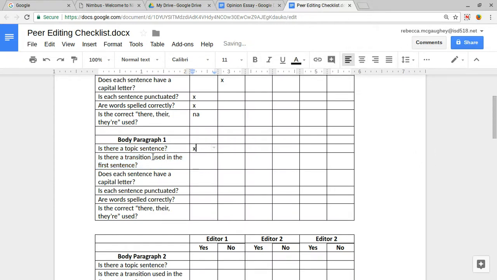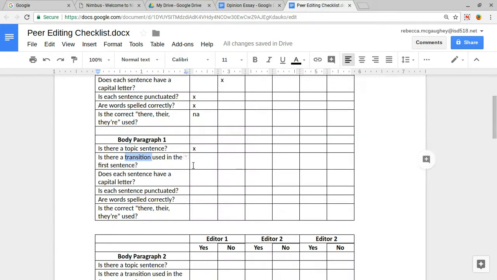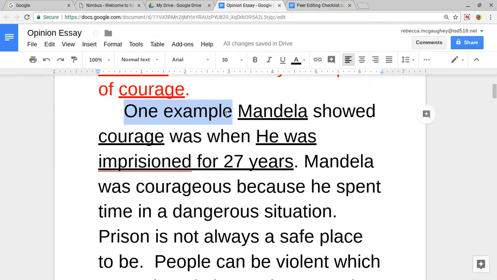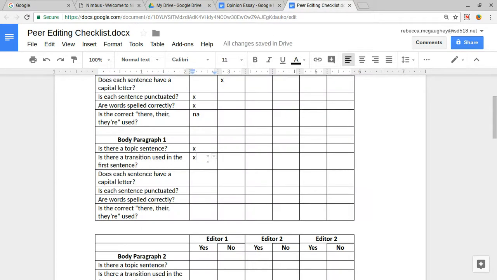Is there a transition? So remember we talked about transitions. One example, another example, the final example. Okay, anything like that? Yes, I do. I have "one example." So I'm going to mark yes. If I didn't have "one example," if I just started with Mandela, would I be able to mark yes? I would not. I would have to mark no.